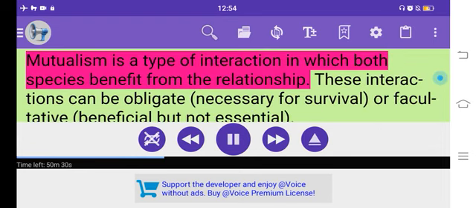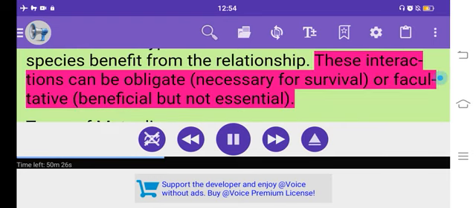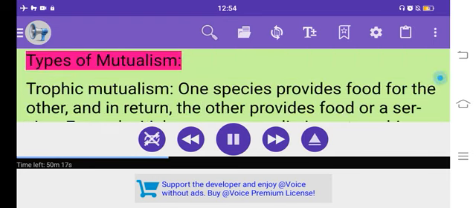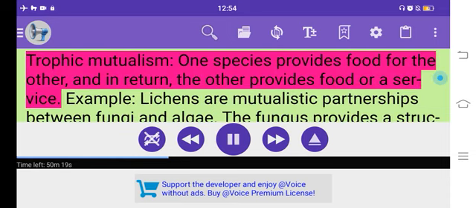3. Mutualism. Mutualism is a type of interaction in which both species benefit from the relationship. These interactions can be obligate, necessary for survival, or facultative, beneficial but not essential. Types of mutualism. Trophic mutualism. One species provides food for the other, and in return, the other provides food or a service.